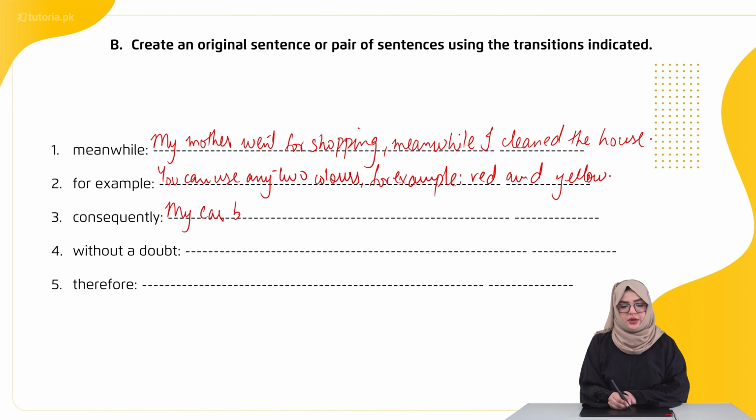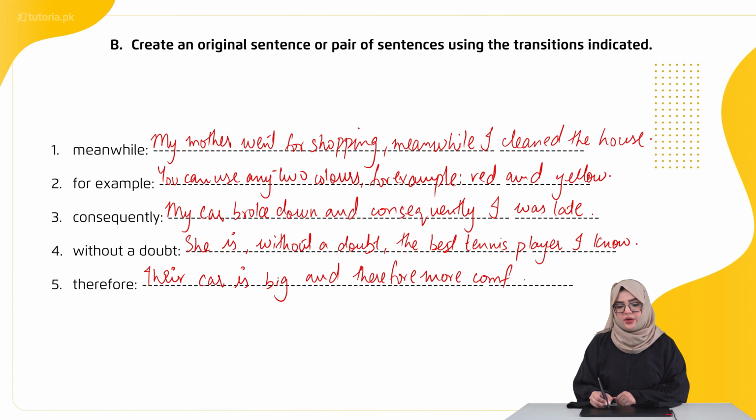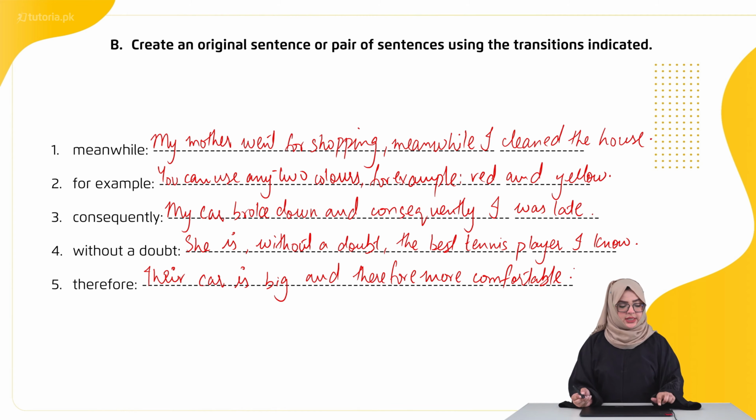My car broke down and consequently I was late. Fourth is without a doubt. She is without a doubt the best tennis player I know. Fifth is therefore. Their car is big and therefore more comfortable. So these were the sentences.